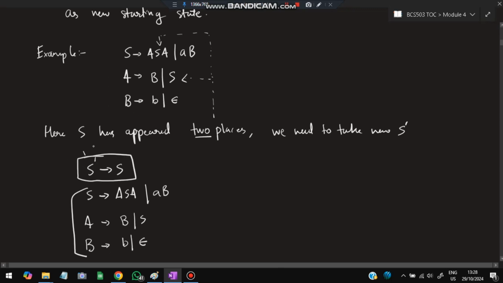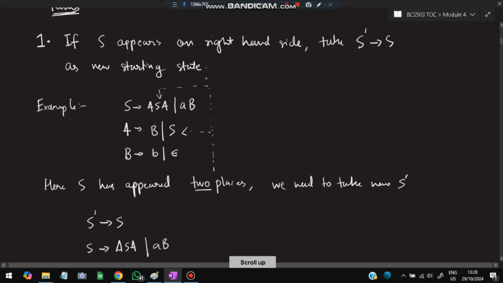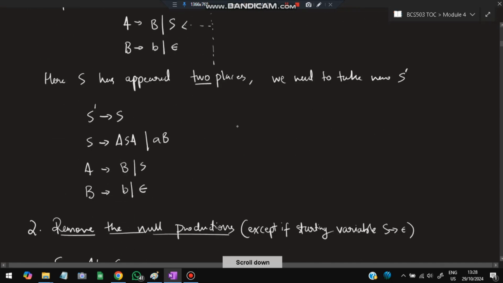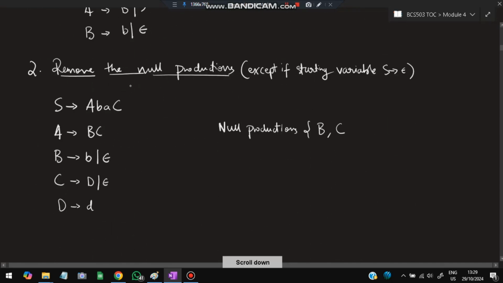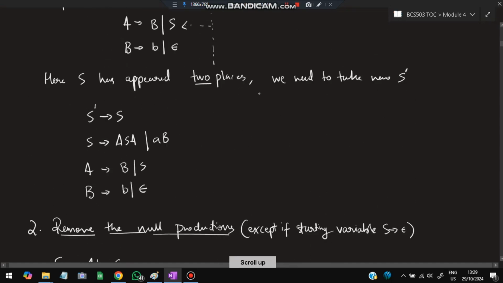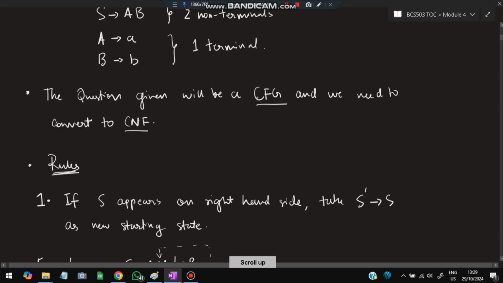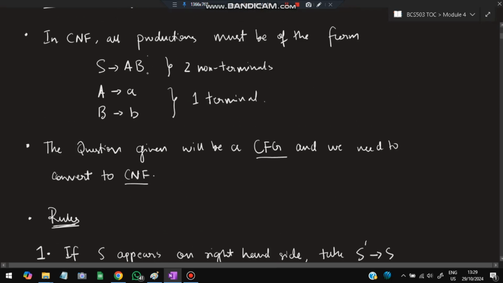Now the starting state is S dash, previously it was S. Got my point? What's rule one? Take a new starting state if you find the starting state anywhere in the right hand side. That's the first rule. Second rule, remove the null productions except if the starting variable has S goes to null. See, I told you that the productions are in Chomsky normal form if the starting state is null.